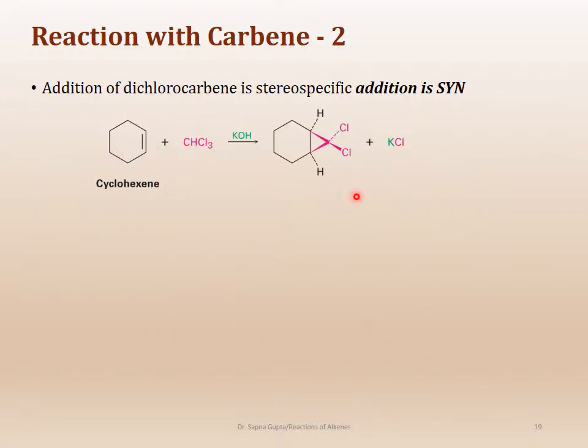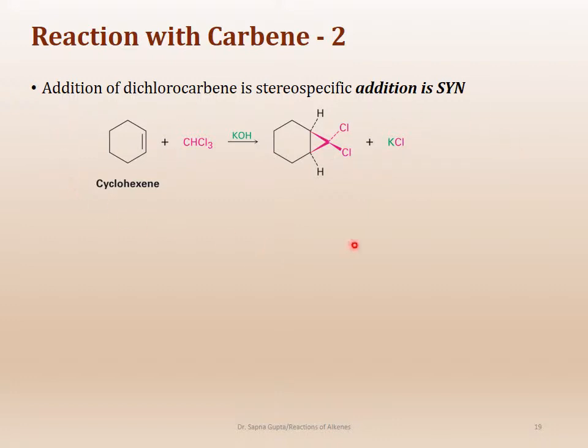And this is another example of the addition of carbene, and this is dichlorocarbene. This is coming from chloroform, which is CHCl3, in the presence of a very strong base like potassium hydroxide. The potassium hydroxide will abstract HCl from here. Once it abstracts HCl from chloroform, all that is left is CCl2 with the electron pair. The CCl2 that is left over is what is actually adding over here.